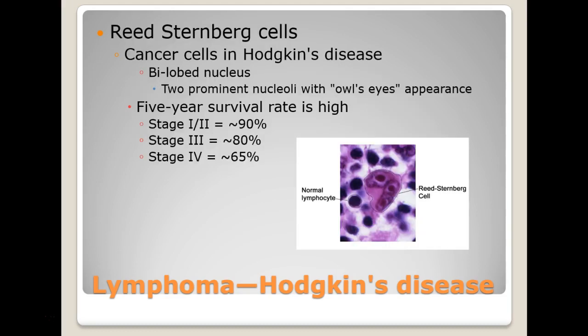So with this Hodgkin's disease, we see Reed-Sternberg cells. This should ring a bell from hematology as well. These are the cancer cells in Hodgkin's disease. It's a bilobed nucleus that has an owl eye appearance. You can see the two eyeballs almost in here.